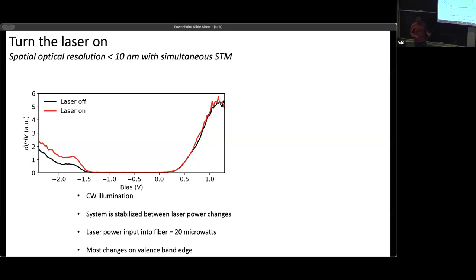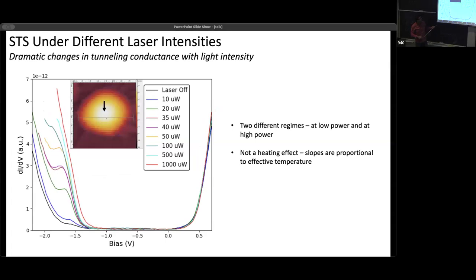Now we can say, well, why not pump up a little more power? Why not see if we can do this a little more? And indeed, it's quite amazing. You can see that you can tune this by over an order of magnitude. You can change the electronic structure of a semiconductor by turning on a laser. This blew my mind. And you can see that at high power, I can really shift the band gap by half a volt.